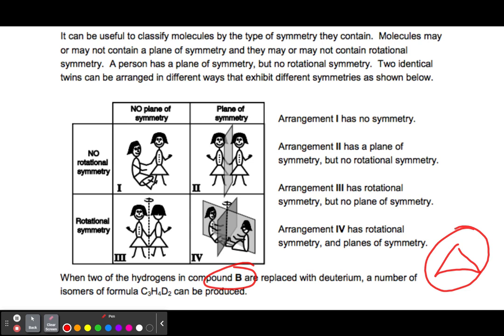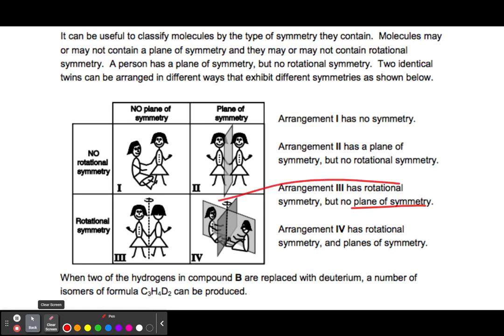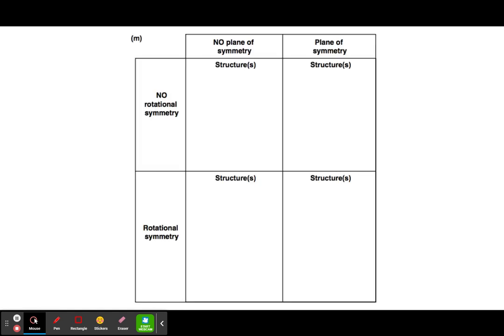So if we were adding, if you remember in the previous question, we added bromine to it and it looked like this because it opened up. But we're not going to open up because we're talking about replacing hydrogens, not adding extra to the hydrogens.